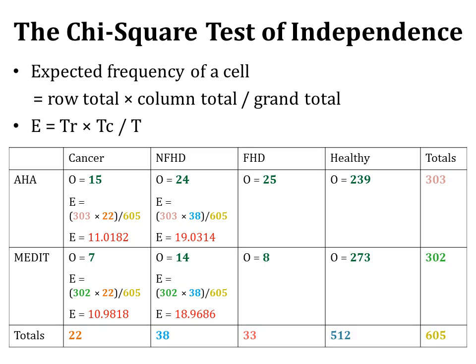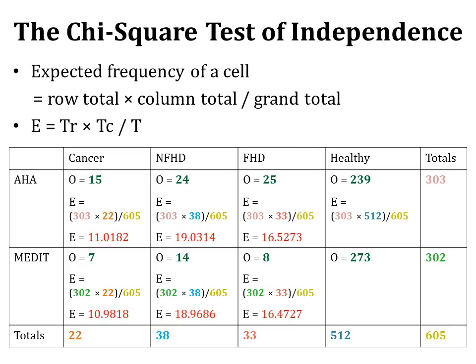And then we have the next cell, which is the cases of fatal heart disease on AHA diet. The row total in this case is 303 and the column total in this case is 33. And then they are multiplied and then the product is divided by the grand total of 605. So the expected frequency is 16.5273. Then we have the next cell, which is the fatal heart disease cases on Mediterranean diet. The row total in this case is 302 and the column total here is 33. They are multiplied and the product is divided by 605. And the answer is 16.4727.